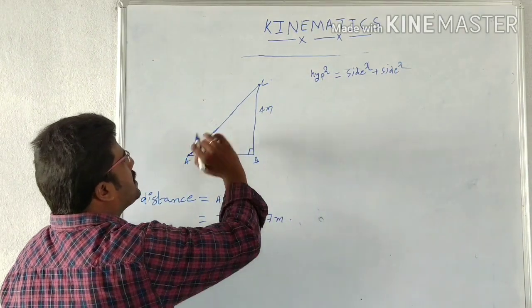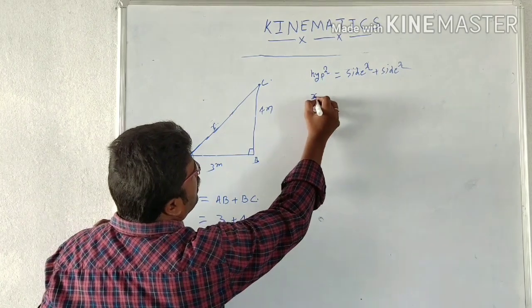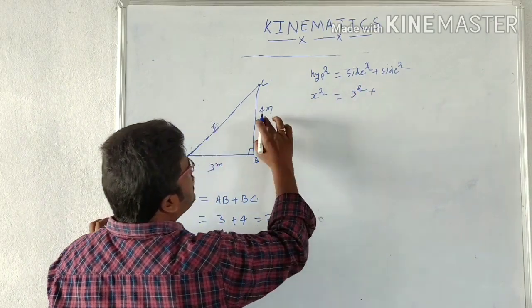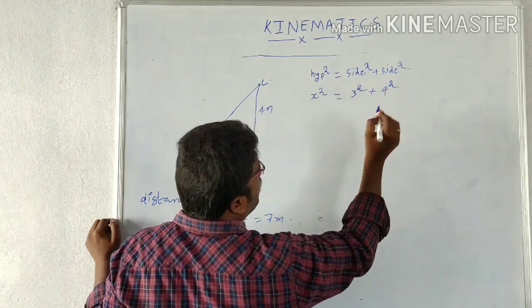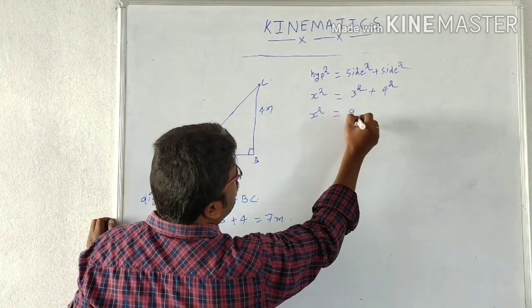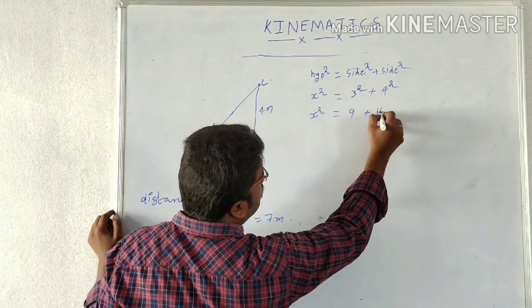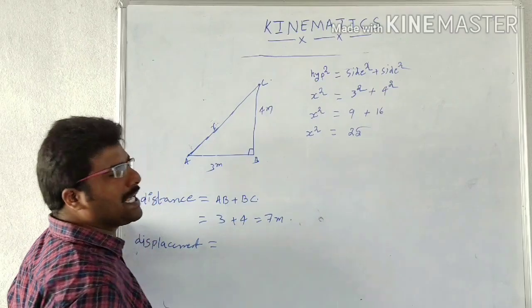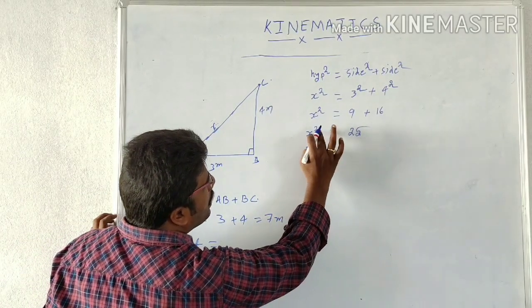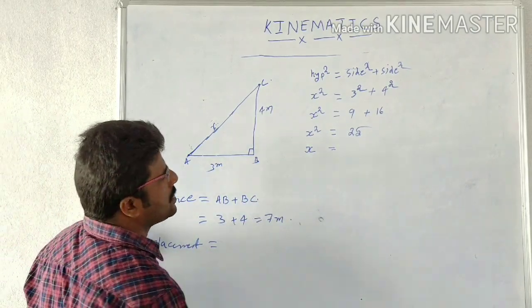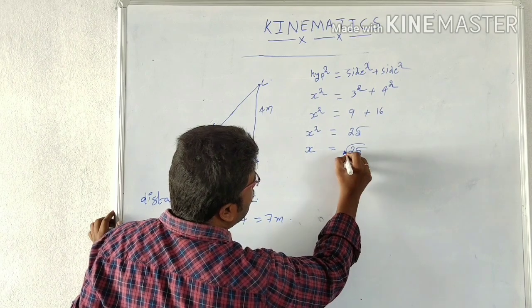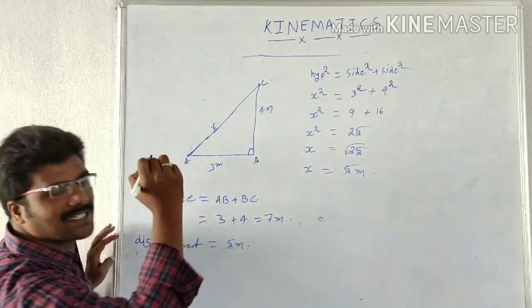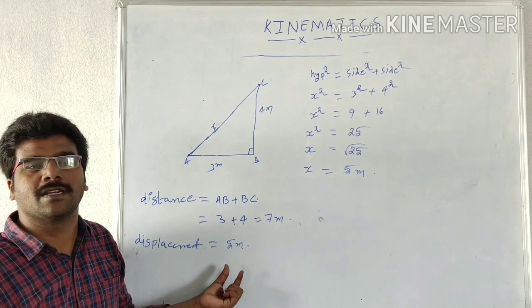So we want the hypotenuse. Let us consider it is x. x square equals side, what is the side? 3, that is 3 square, plus the other side, 4, that becomes 4 square. x square equals 3 square, 9, plus 4 square, 16. x square equals 9 plus 16, that is 25. We want only x. Therefore x equals, when the square goes to that side it becomes root, root of 25. What is the value of root of 25? No doubt, it is 5. So the displacement value is 5 meters. Here, this is the displacement, 5 meters.